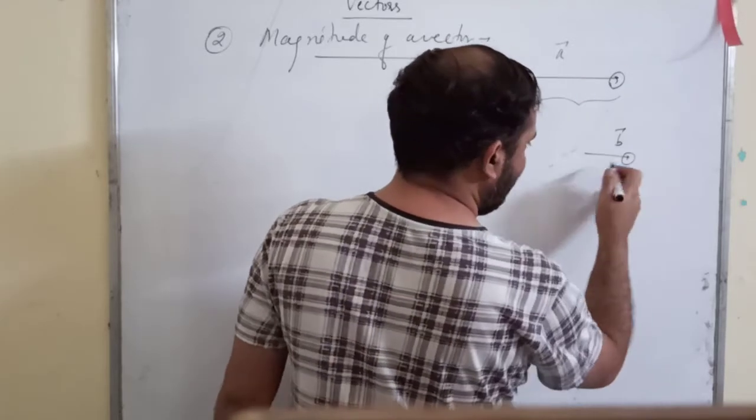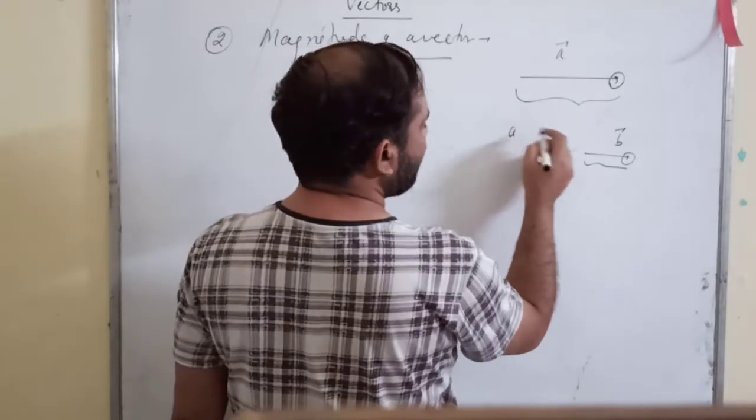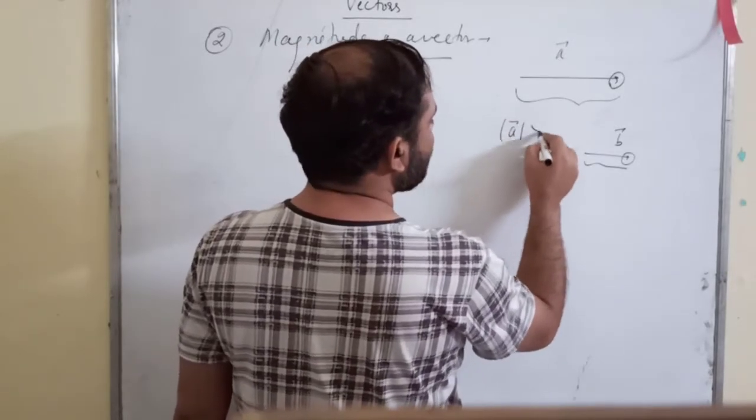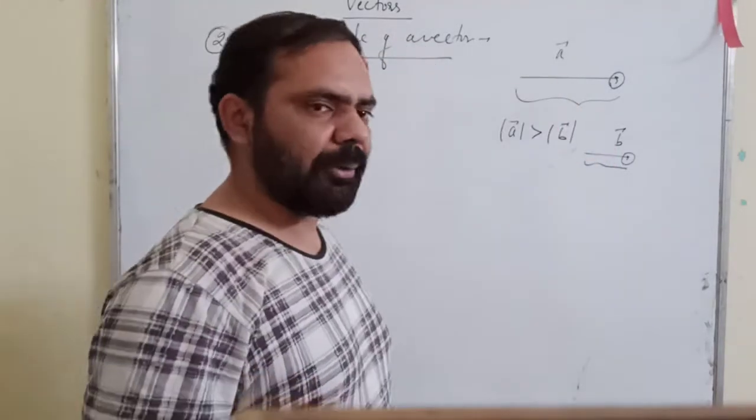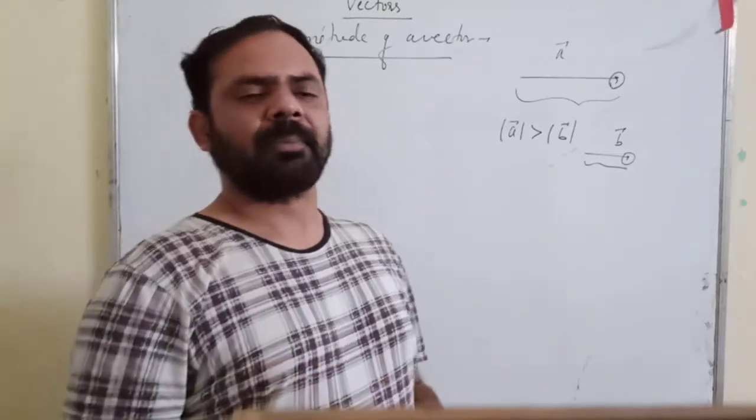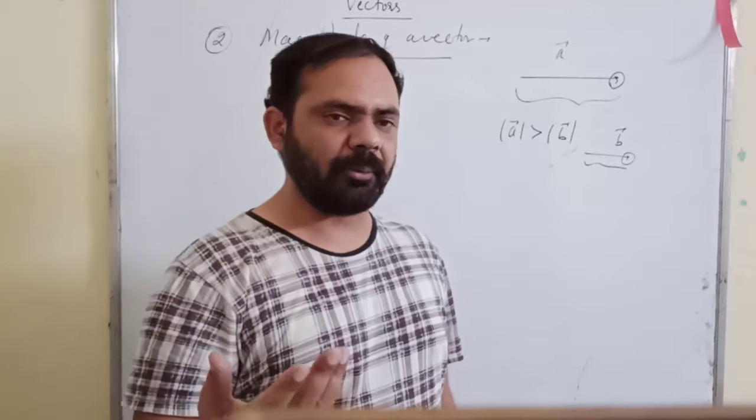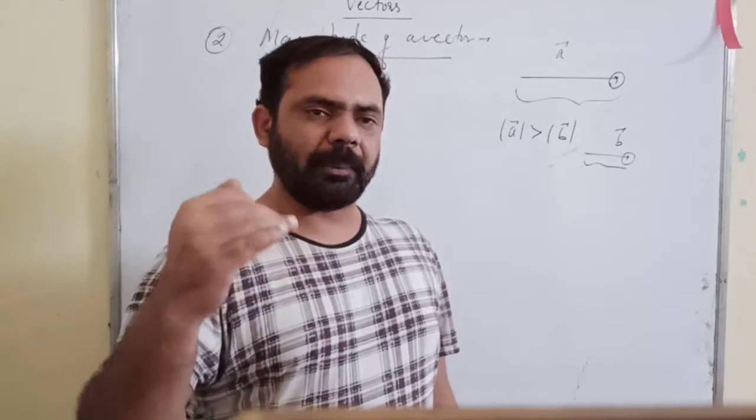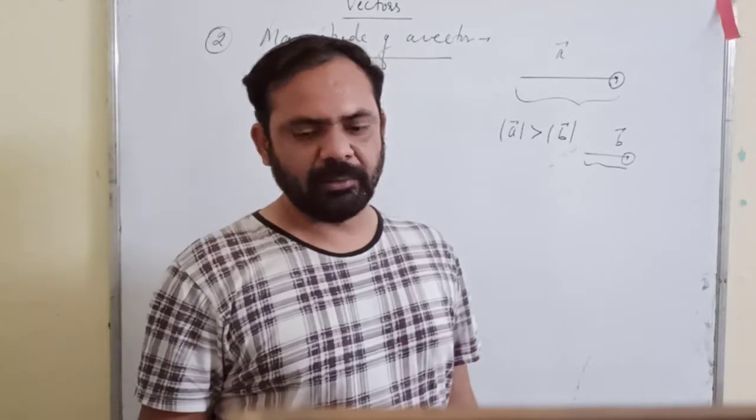So they have the same direction, but their magnitudes are different. So by looking at the vectors, you can say that a vector magnitude is more than b vector magnitude, because the length of the arrow is more for a vector and less for b vector. So it means that for a vector quantity represented by an arrow, the point of the arrow represents the direction and the length of the arrow represents the magnitude of the vector.